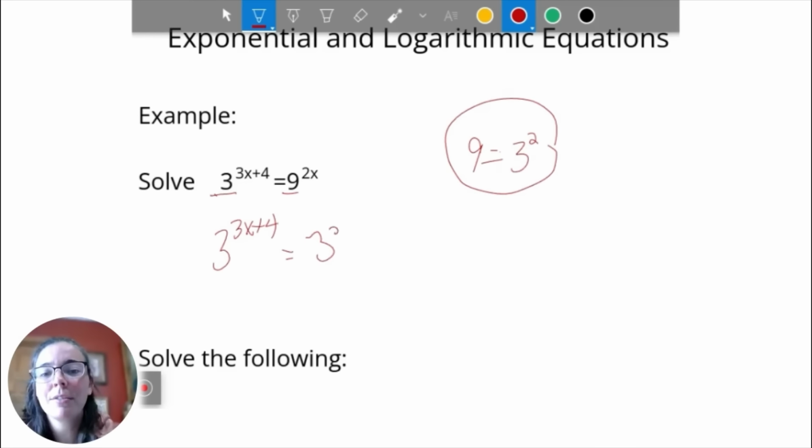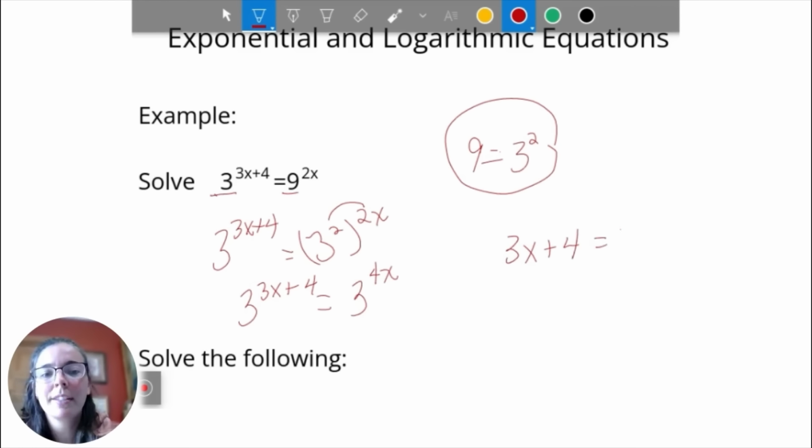I can rewrite this as 3 squared to the 2x. And then what that allows me to do is say 3 to the 3x plus 4 equals 3 to the, 2 times 2x would be 4x. So because I have the same base, the exponents must be the same.